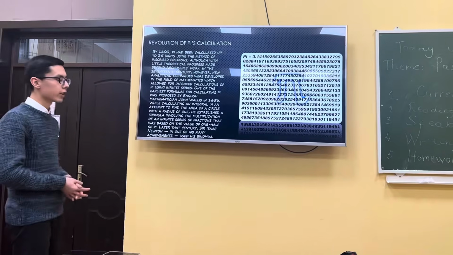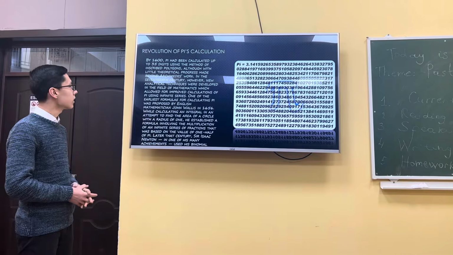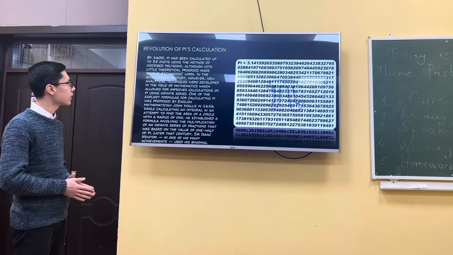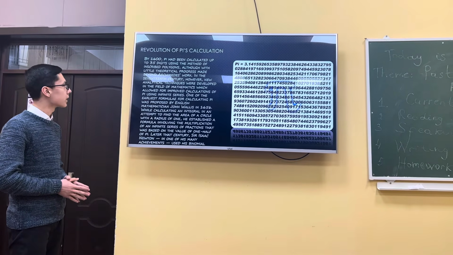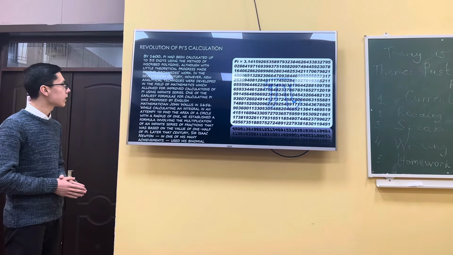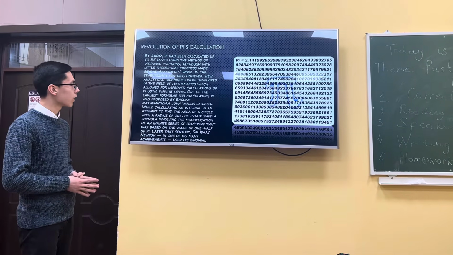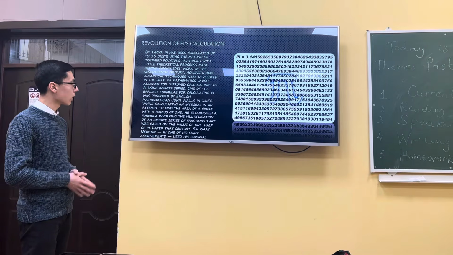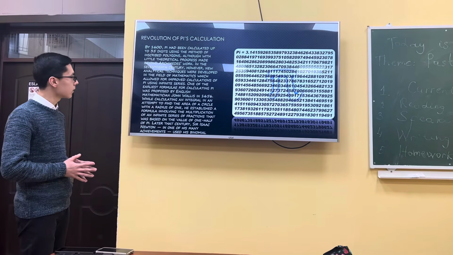Revolution of pi's calculation. By 1600, pi had been calculated up to 35 digits using the method of inscribed polygons, although with little theoretical progress made beyond Archimedes' work. In the 17th century, however, new analytical techniques were developed in the field of mathematics which allowed for improved calculations of pi using infinite series.